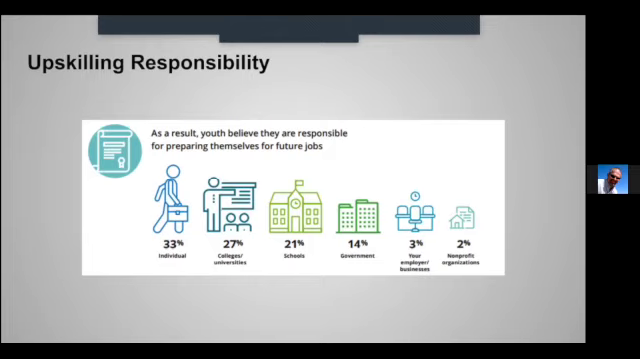Then on the responsibility of upskilling, what was also very interesting is that the youth believe that they are responsible for preparing themselves for future jobs. In this case, 33% believe that it's upon them to take responsibility for upskilling themselves, 27% say the responsibility rests on colleges and universities, 21% on schools, government, and so forth. So that just underwrites again what I've been saying all along in this presentation: the opportunity is now, make the most of it.